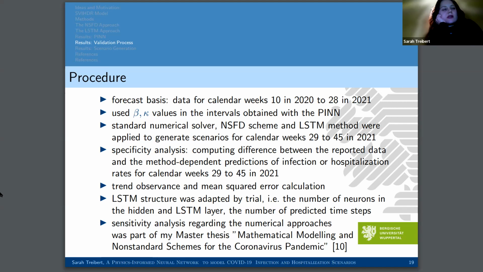We did not perform a real sensitivity analysis, at least we have not yet. I did that very deeply in my master thesis, so I had a look at the effect of parameter changes, how a parameter change affects the final curve. So for example, if we change the transmission risk or the contact rate or the quarantine rate, to have a look at the influence.